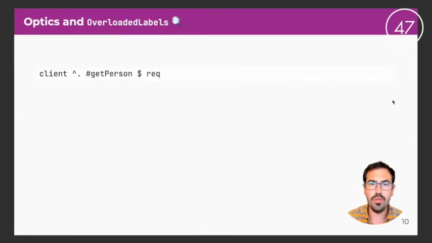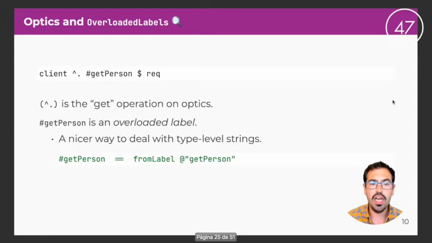Fortunately, for this case, we found a solution using optics and a feature in GHC called overloaded labels. A call to a client can be written like this in Mu Haskell. The caret dot is the get operation of optics, and what we do is we create a new optic called #getPerson using what is called an overloaded label. An overloaded label is nothing else than a nice way to deal with type level strings, and in fact, when you write #getPerson, the compiler translates it to fromLabel @"getPerson", but it looks a bit nicer. Actually, it looks close to what an object-oriented programmer would write, something like client.getPerson.